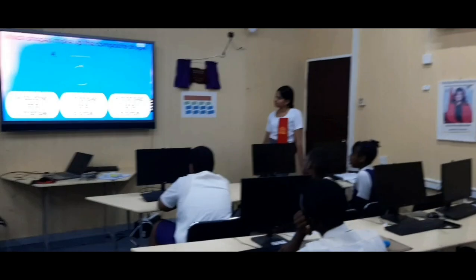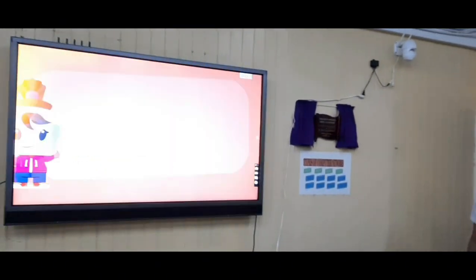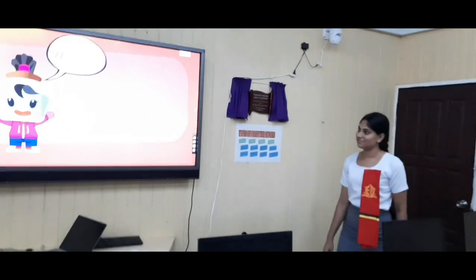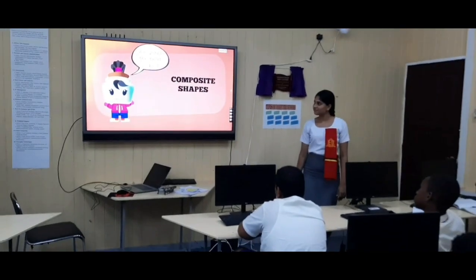That's right. This shape is made up of four triangles and a circle. Well done! You now know how to identify composite shapes. See you in the next video.